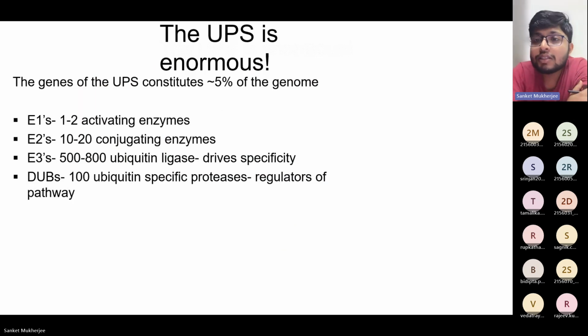This ubiquitin proteasome system's genes comprise at least 5% of the genome. That's pretty high. I mean, a lot of genes are functioning. So for E1, there are one or two activating enzymes. For E2, there are 10 to 20 conjugating enzymes, and for E3, the ubiquitin ligase, there are 500 to 800 E3s. And then there are deubiquitinases, which remove this ubiquitin. There are around 100 specific proteases in this respect.